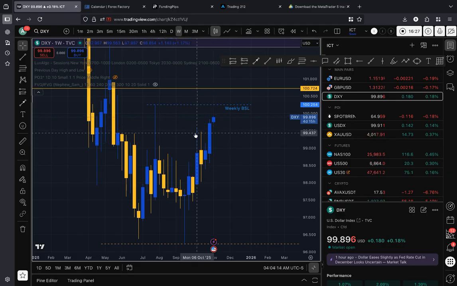All right. So looking at this, because price has crossed above the midpoint of the week, the next place I'm looking at is the weekly buy side liquidity. So that's what I'm looking at. Let's go to the daily.